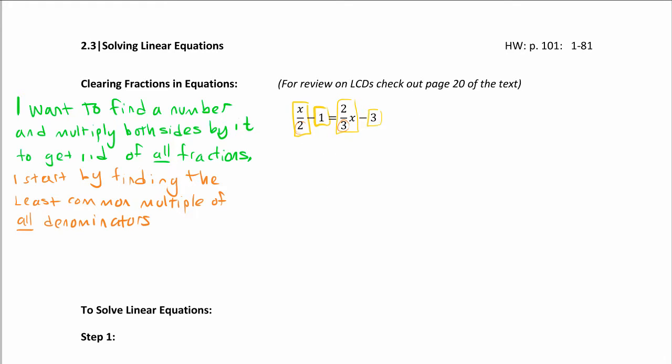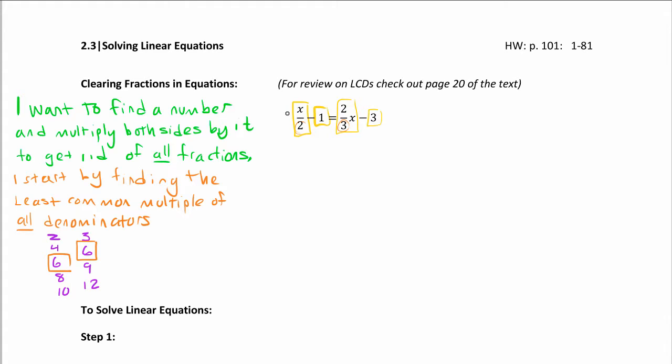So I'm going to find the least common multiple, and if you've done that fraction review, you've seen some of this too. I'm going to look at multiples of 2: 2, 4, 6, 8, 10, and then multiples of 3: 3, 6, 9, 12. What I want is to find the first number that is on both of those lists. So 6 is on both of those lists. That is what I'm going to use. I'm going to take that number and multiply both sides by it.